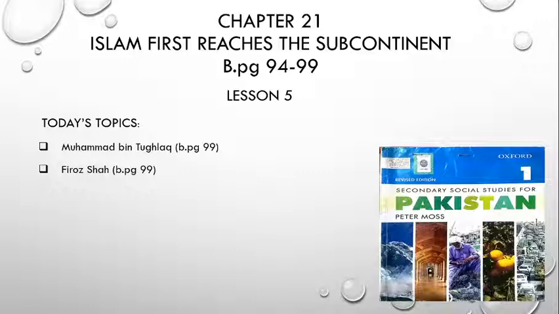Firoz Shah was the son of Muhammad bin Tughlaq and they both belonged to Tughlaq's dynasty. Number 3, Timur. It's on book page number 99. Timur belonged to Timur dynasty and he was a Mongol.